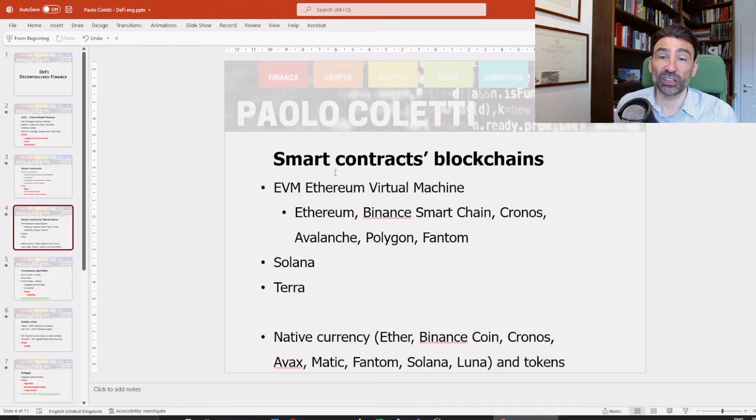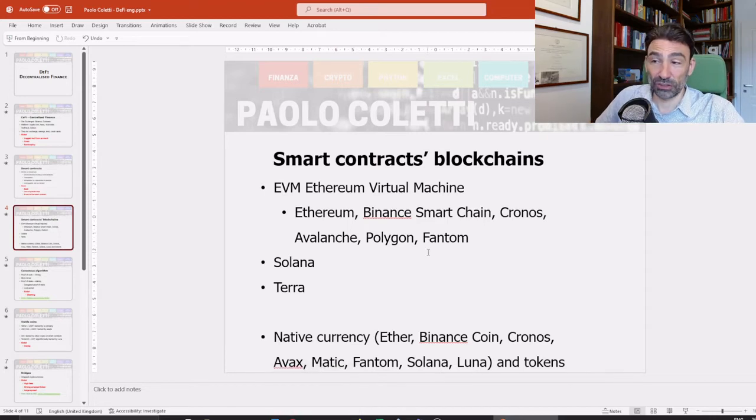What is the advantage for a blockchain of using the Ethereum Virtual Machine? The advantage is that people write smart contracts for Ethereum, usually in Solidity, and the very same smart contract can be transferred to another blockchain without any change. You can even use MetaMask. So MetaMask can be used for Binance Smart Chain, for Kronos, for Avalanche, for Polygon, for Phantom.